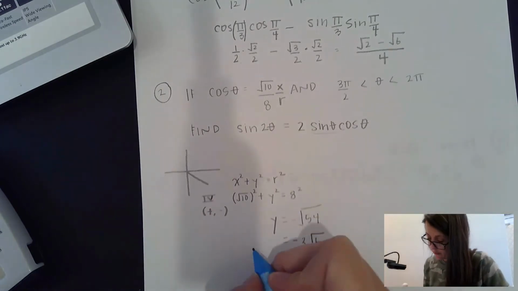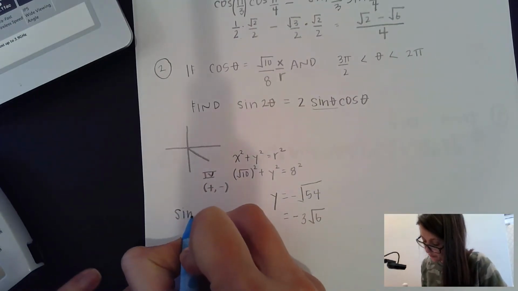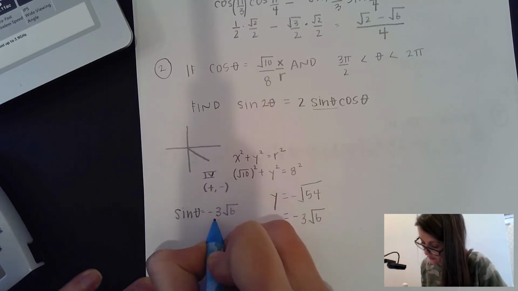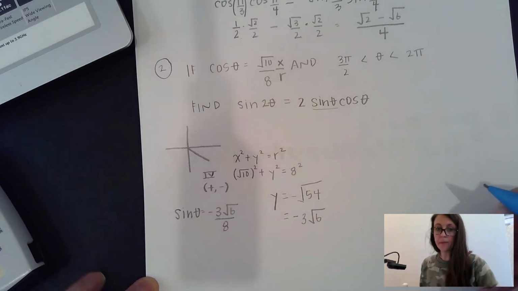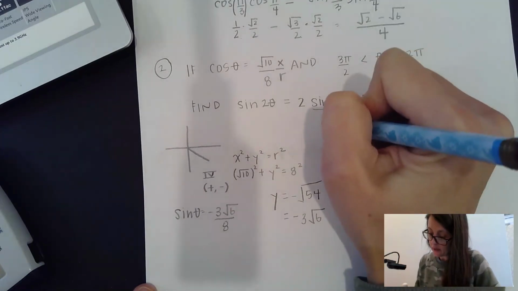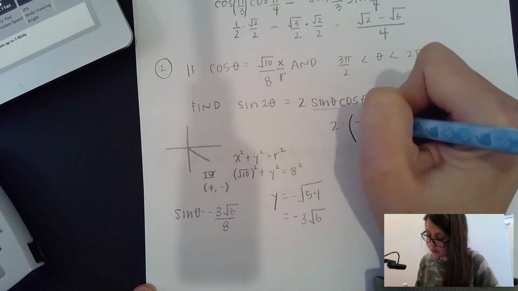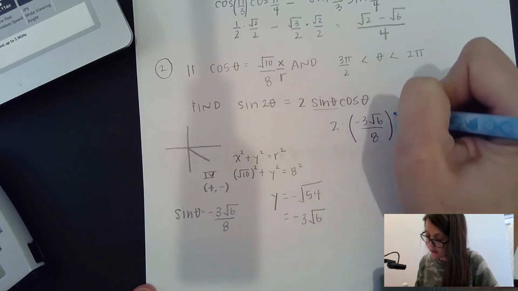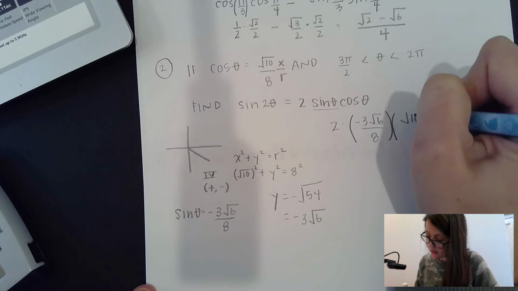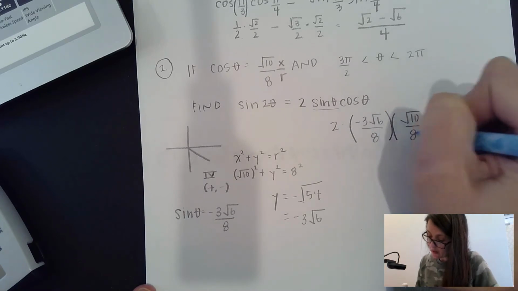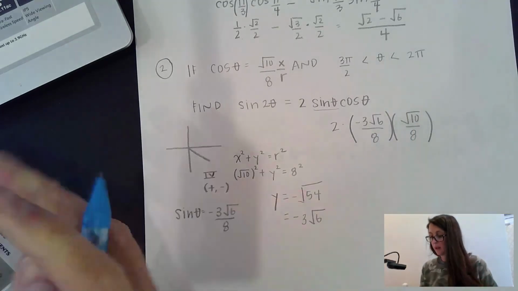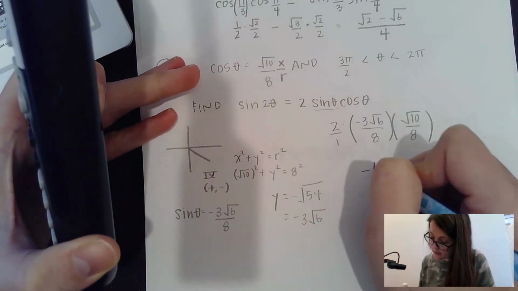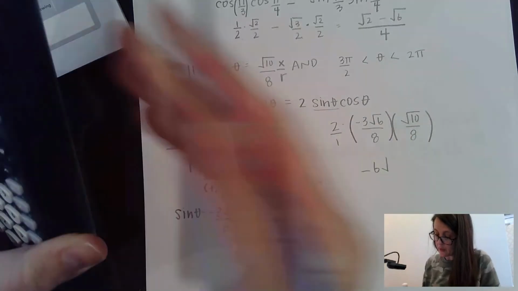So sine of theta is going to be negative 3 square roots of 6 all over 8 here. Alright, so now I'm going to have 2 times sine of theta, which is negative 3 square roots of 6 all over 8, and then times square root of 10 over 8 here. So this is 2 over 1, so this will be negative 6 square roots of 60.